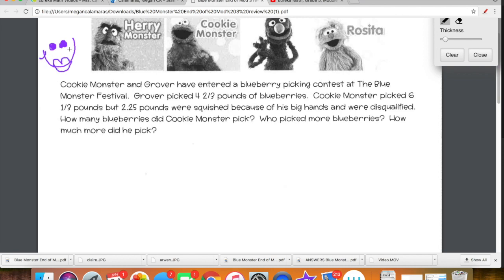Looks a little better. Okay, so when we read a problem, we want to visualize it. We want to fully understand what's going on in the problem before we just start solving it. So here, let's read this again.